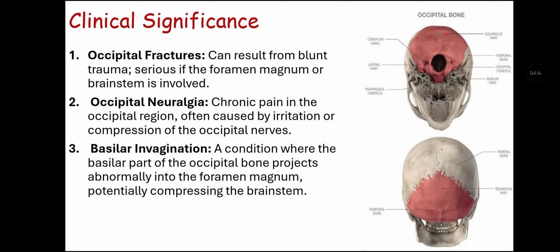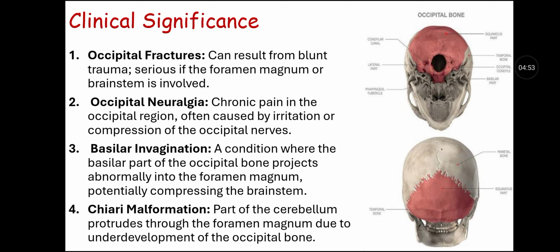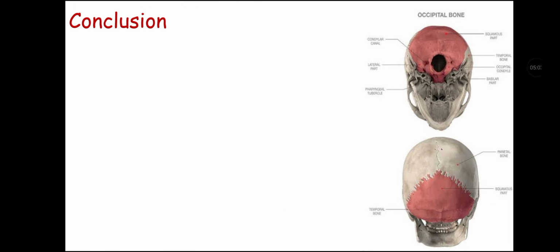Third is basilar invagination. That is a condition where the basilar part of occipital bone projects abnormally into the foramen magnum, potentially compressing the brainstem. Next is Chiari malformation. That is when part of cerebellum protrudes through the foramen magnum due to underdevelopment of the occipital bone. It's called a Chiari malformation.